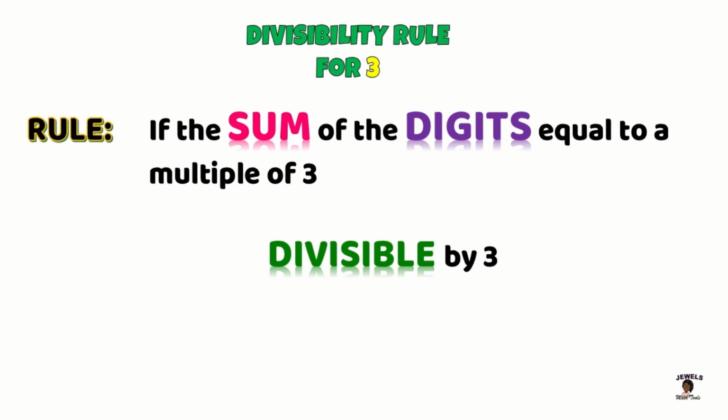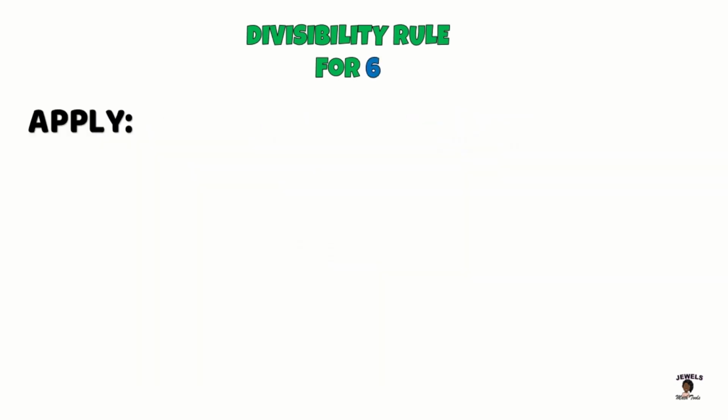So now that we have revised the rules for 2 and 3, let's get into the divisibility rule of 6 and see how this rule is applied. So let's look at our first number, which is 206. Now, to apply the divisibility rule for 6, we must first review our rules for 2 and 3 to see if both of these rules apply to this number.